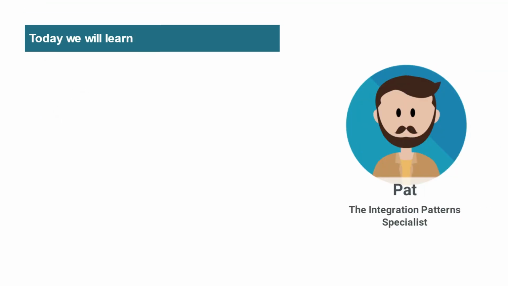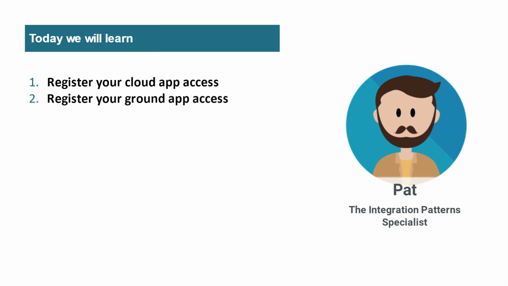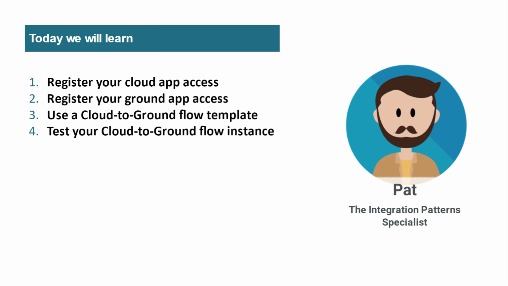Let's look at what we'll achieve in this video. First, we'll learn how to register your Cloud App access. We'll also learn how to register your Ground App access. Then, we'll learn how to use a cloud-to-ground flow template. And finally, we'll see how to test your cloud-to-ground flow instance. So let's get started.